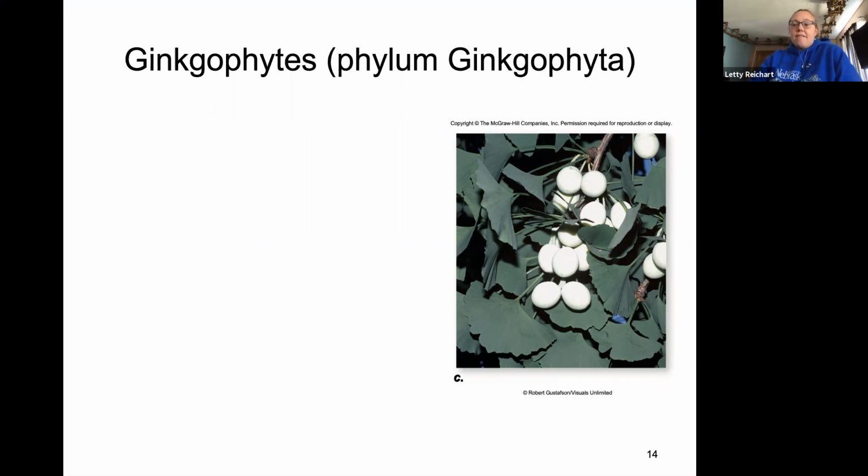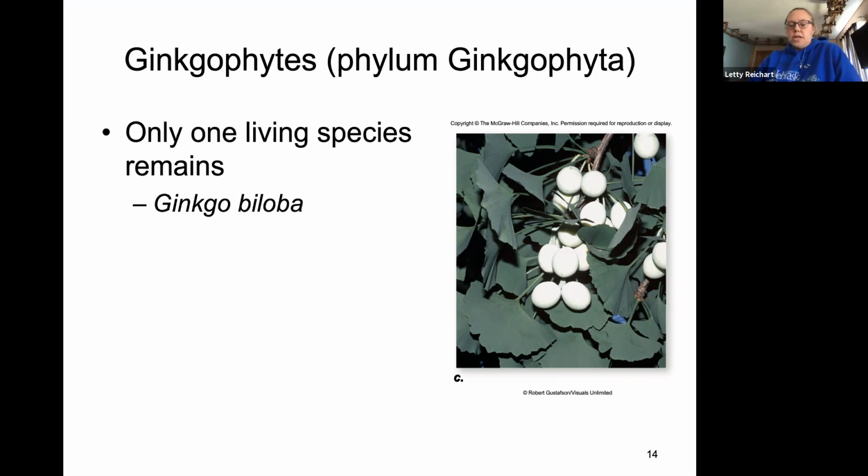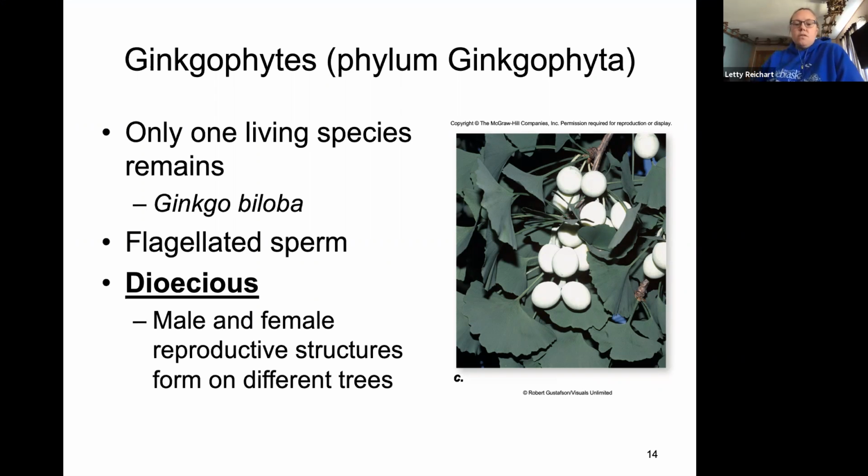Now, ginkgos have male and female trees, okay? And we see most of the gymnosperms in general, not all, the conifers tend to have male and female parts on the same tree, okay? Whereas the cycads, the Gnetum and the Welwitschia, those plants have separate male and female plants. And whenever you have separate male and female reproductive structures on different plants, we call those plants dioecious. And the ginkgos are a great example of that.